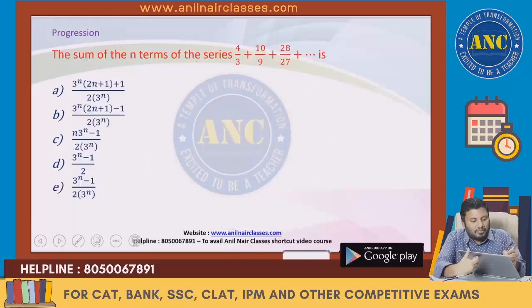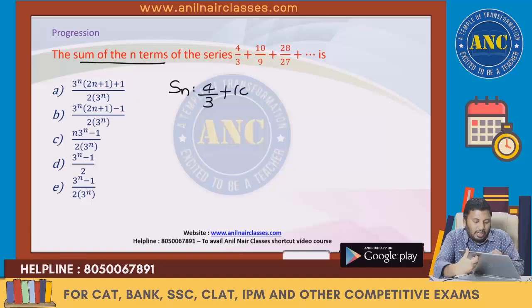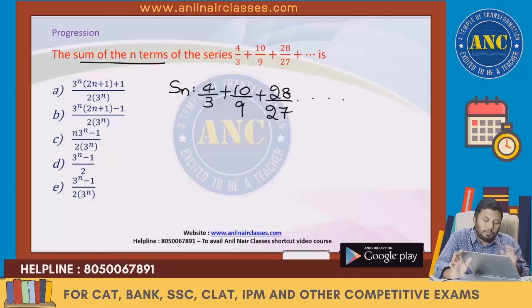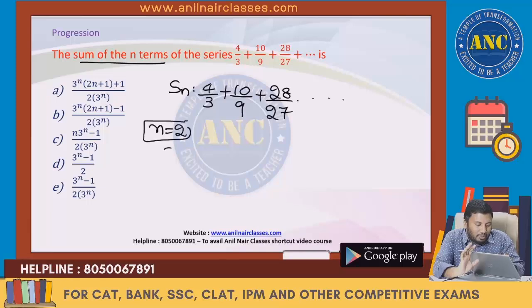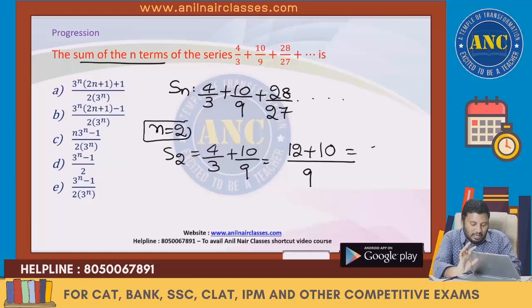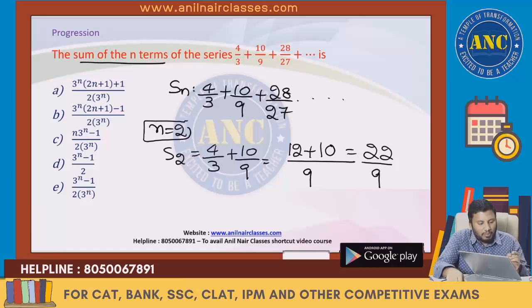Next one, the sum of n terms of the series. Sn is given by 4 by 3 plus 10 by 9 plus 28 by 27 and so on. Don't try to write it as 1 plus 1 by 3, 1 plus 1 by 9. Put n equivalent to 2. The sum of two terms is 4 by 3 plus 10 by 9, which is 12 plus 10, nothing but 22 by 9. The question is giving you 22 by 9, so the answer should also give you 22 by 9.